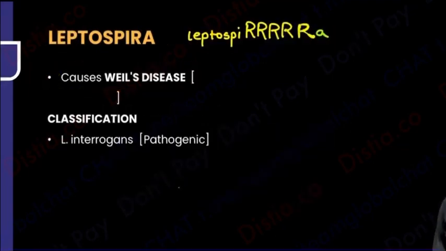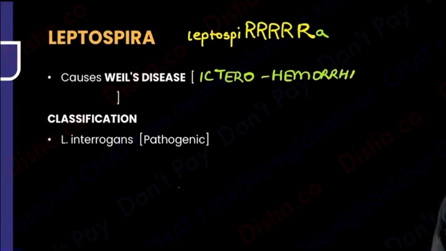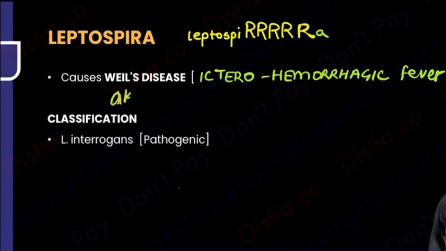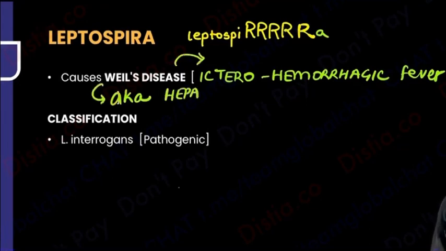And what is Weil's disease? The full form is very important. It is known as icterohemorrhagic fever. That is the real name, in fact. Icterohemorrhagic fever means there is going to be jaundice, there is going to be bleeding, and there is going to be fever. And why is that happening? It is also known as one more thing. So one is icterohemorrhagic fever, one is known as hepatorenal syndrome. So if they ask you which are the two organs most commonly involved, it is liver and kidney, hepatorenal syndrome.